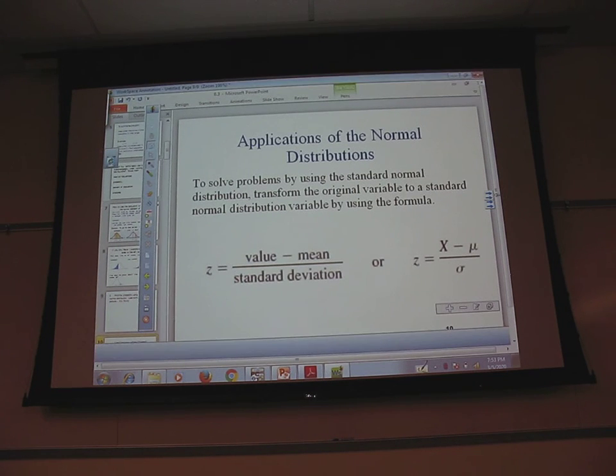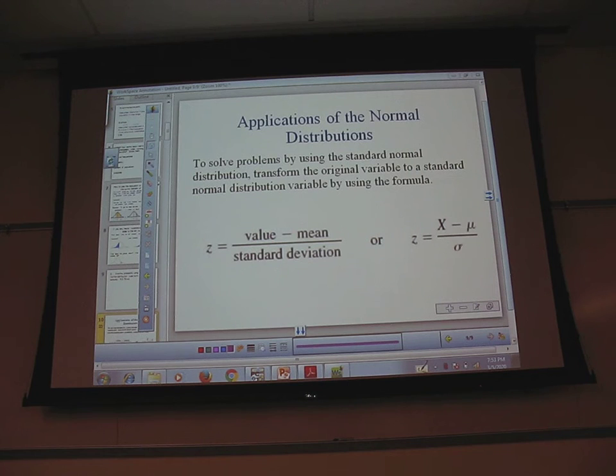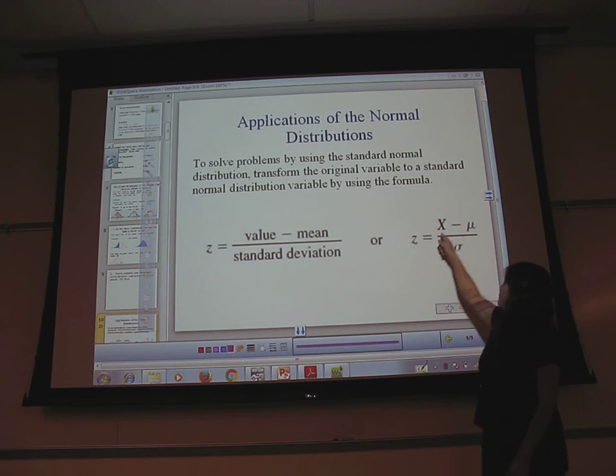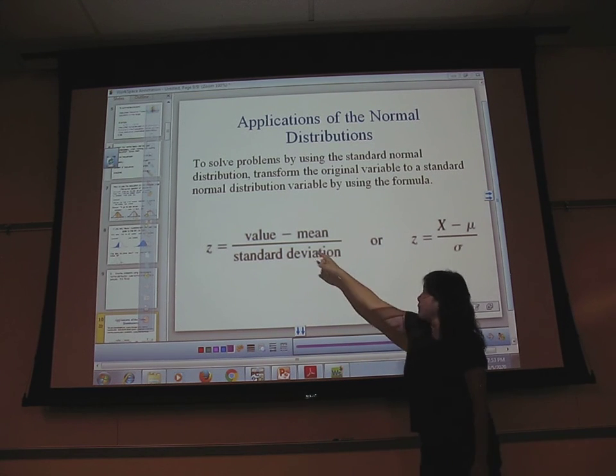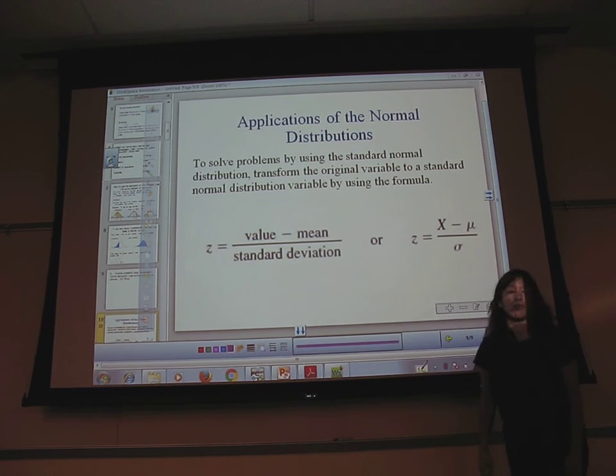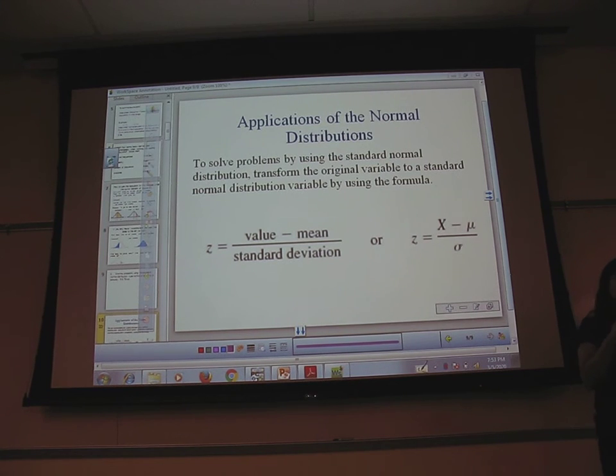Applications. Every single x value we have out there, in your case it was calories, has a z-score. What's a z-score again? It's the number of standard deviations a value is away from the mean, how far it is from the mean in standard deviations. You divide by the standard deviation. So every single x value will have a z-score. One x value has one z-score.